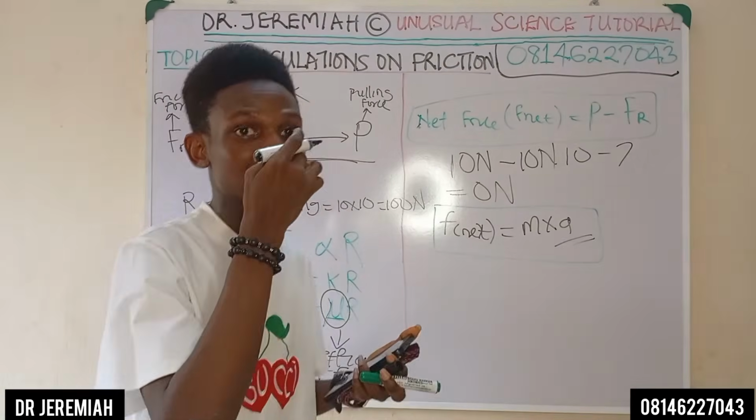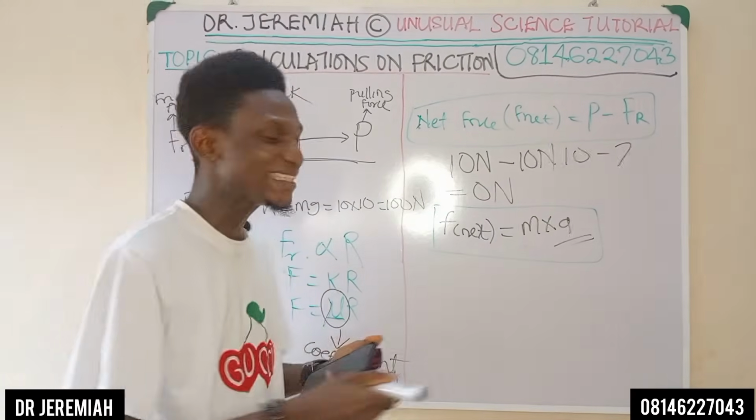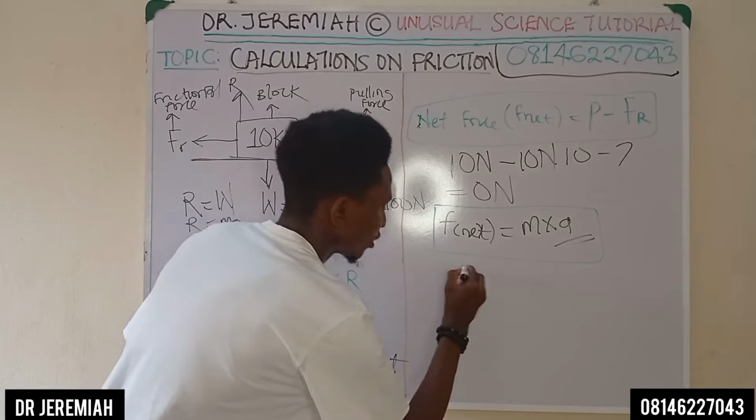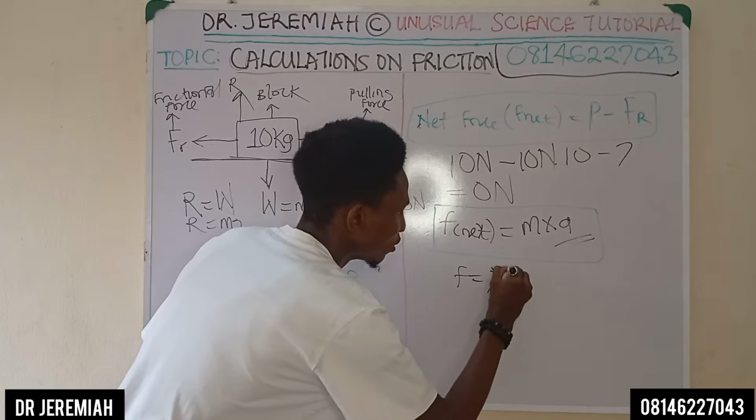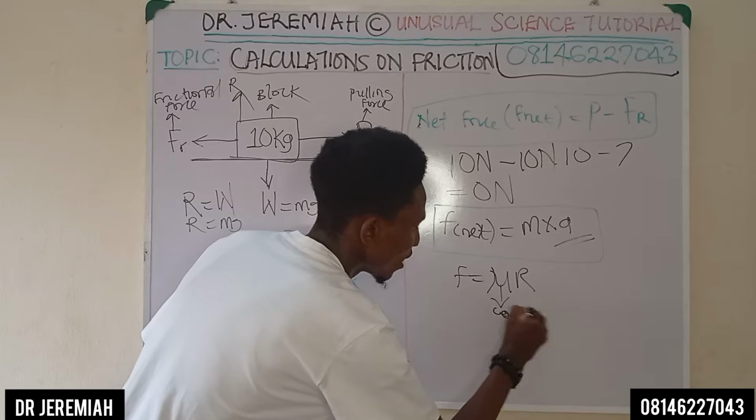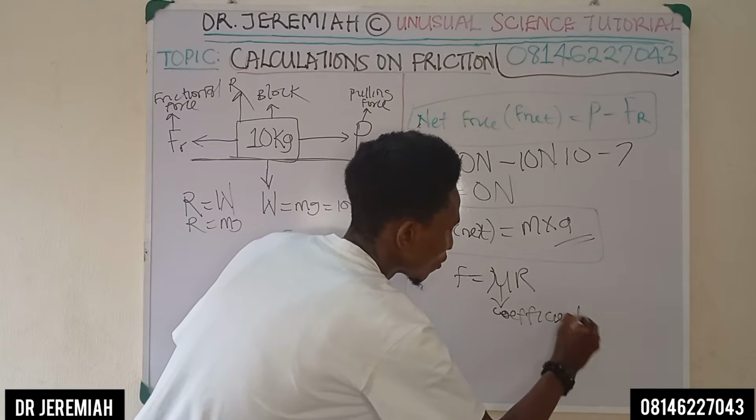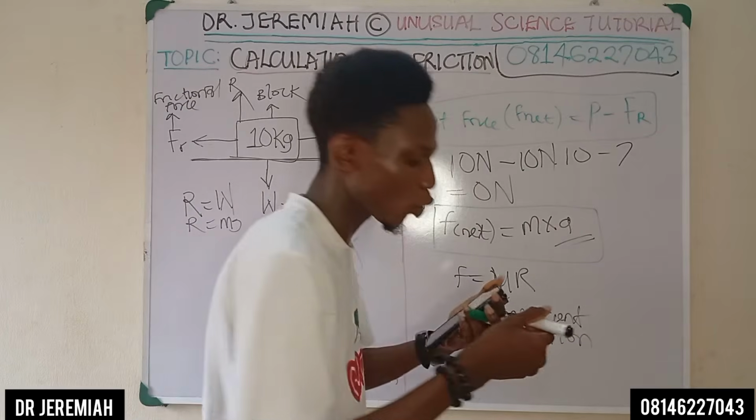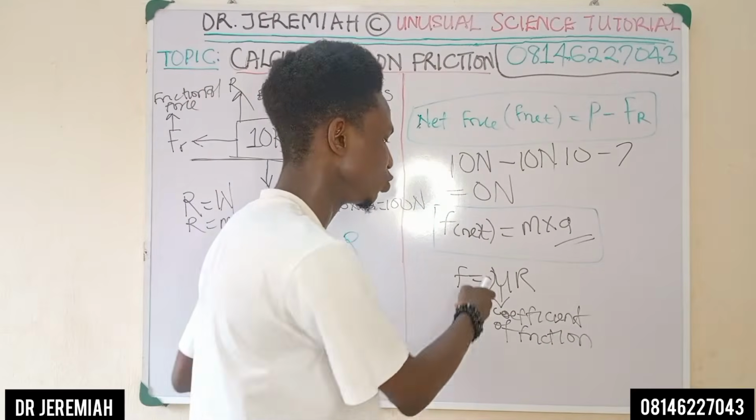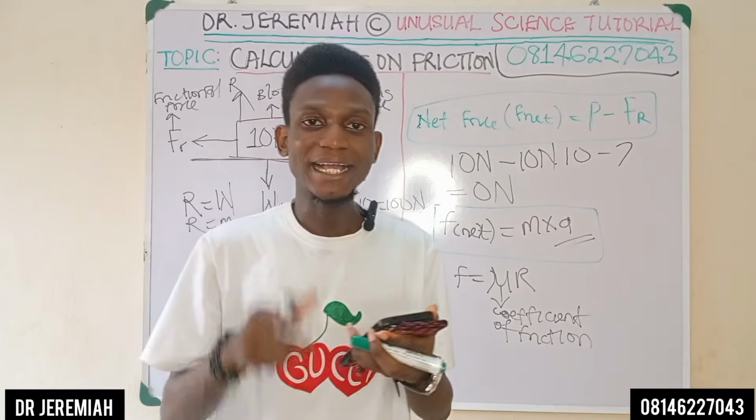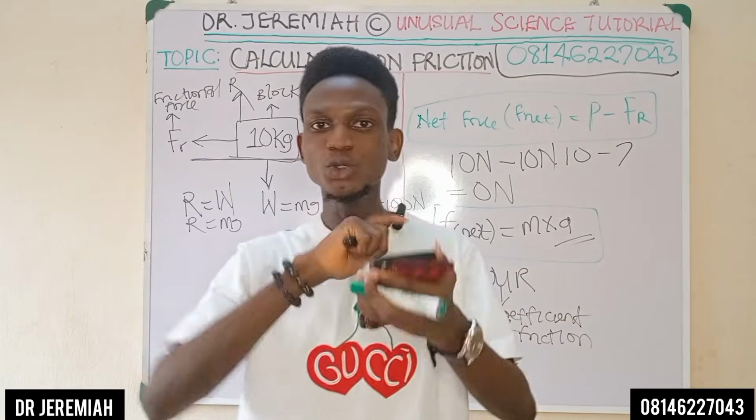I hope you are getting what I'm saying. So this is the coefficient of friction. This guy, let me write it here in case you didn't see it. So it's known as the coefficient of friction. So you see, they want you to look for coefficient of friction. This is just the formula to use. F equals coefficient of friction times reaction. That's just all you need to know.